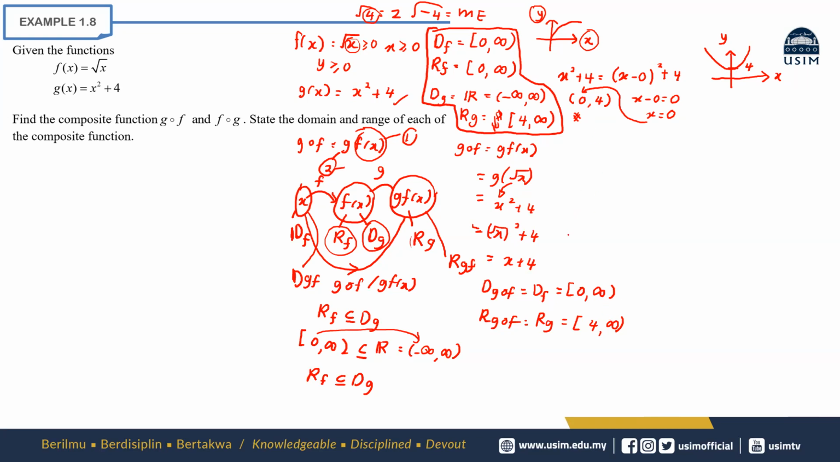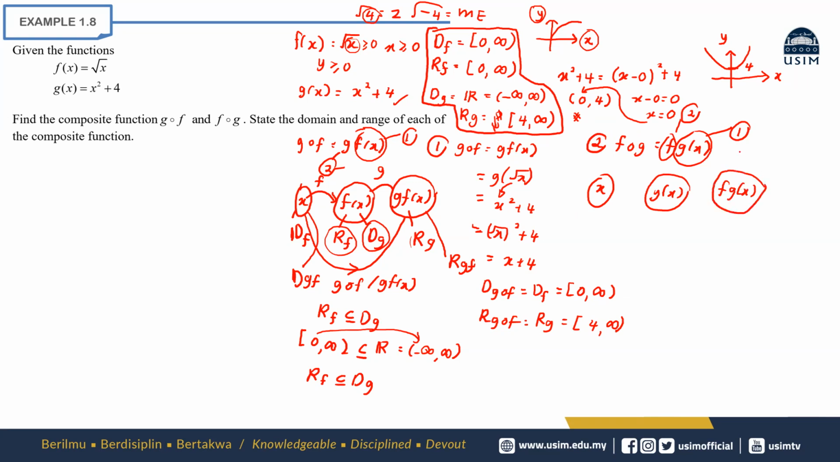Okay, next, what should you do? You have to do the second one, right? Second, F compose G, which is the F(G(X)). G first, F second. Okay, start with the X here. This one is G(X). And this one is F(G(X)). Okay, so this one is G. This one is F, right? So this is domain G. This one is range G. And this one is domain F. And this one is range F.